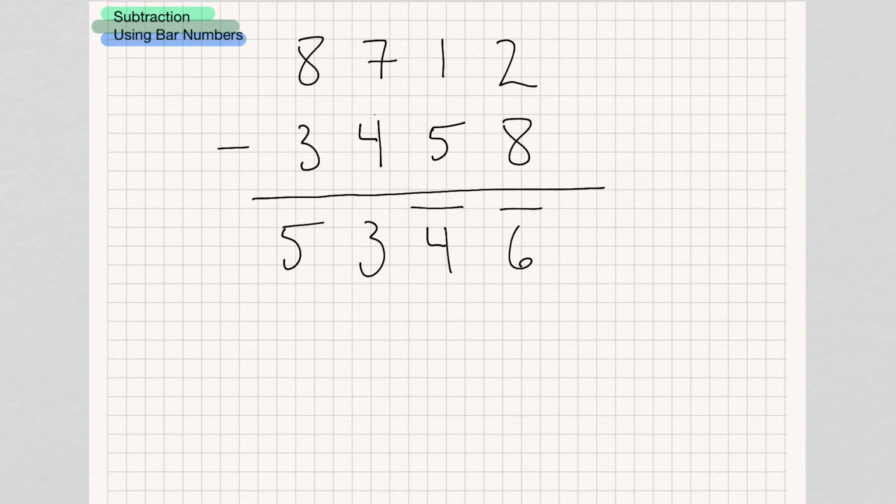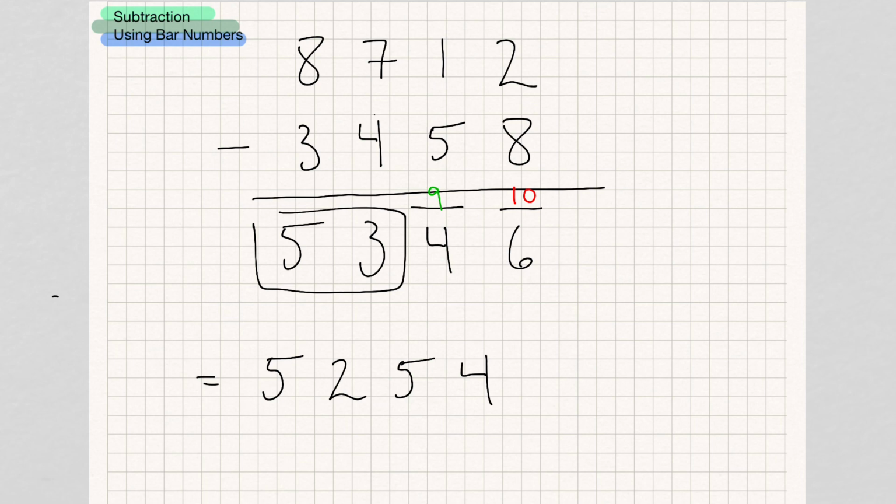Once you get used to doing this all from 9, last from 10, you could pretty much write down the answer at this point. All I'm doing is simply subtracting 1 from this portion, and then doing the all from 9 last from 10 on the remaining portions. So 9 minus 4 gives us 5, and 10 minus 6 gives us 4. So our answer we get 5,254.